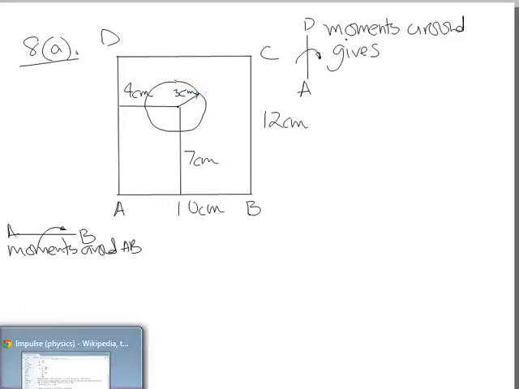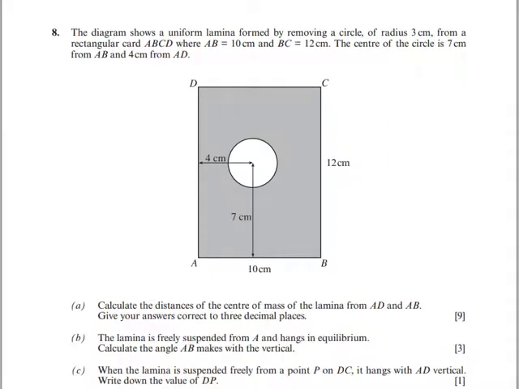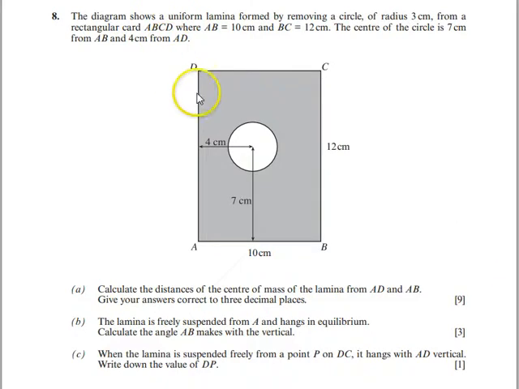So let's just go back to the question, have a quick look at it on the actual paper itself. Here it is here. So I've just drawn in the picture myself. Here's all the dimensions listed in the question, described in words here, and here's the picture. The problem is calculate the distances of the center of mass of the lamina from AD and AB. So we're going to take moments about AD and moments about AB using the fact that we've got a uniform lamina. So the weight of these objects is proportional to the actual areas. So we can use the areas as a representation of the weights, can't we? Give your answers correct to 3DP.